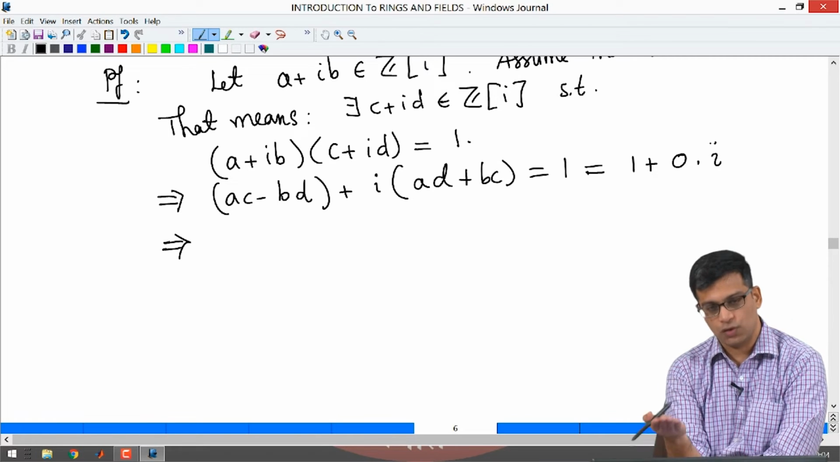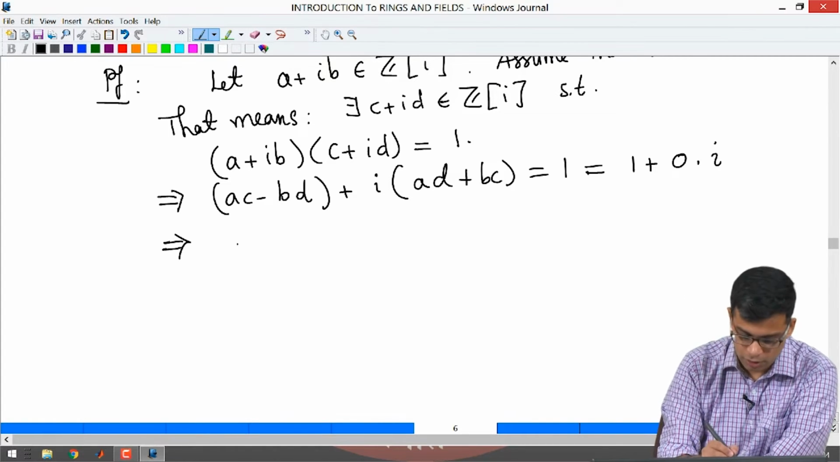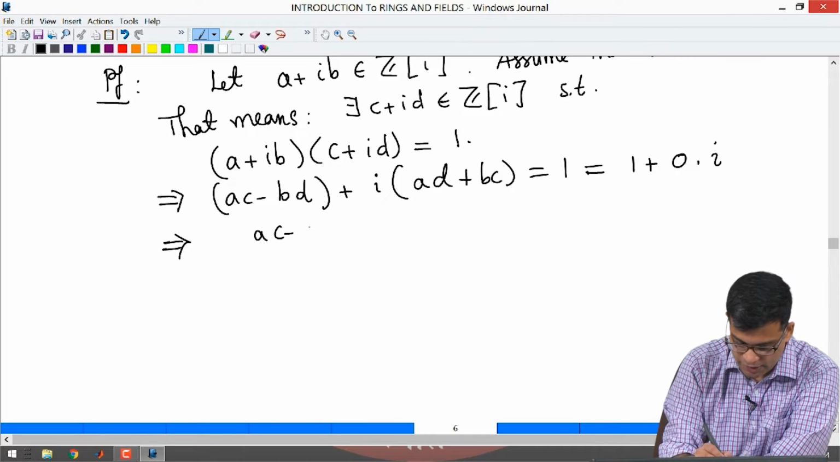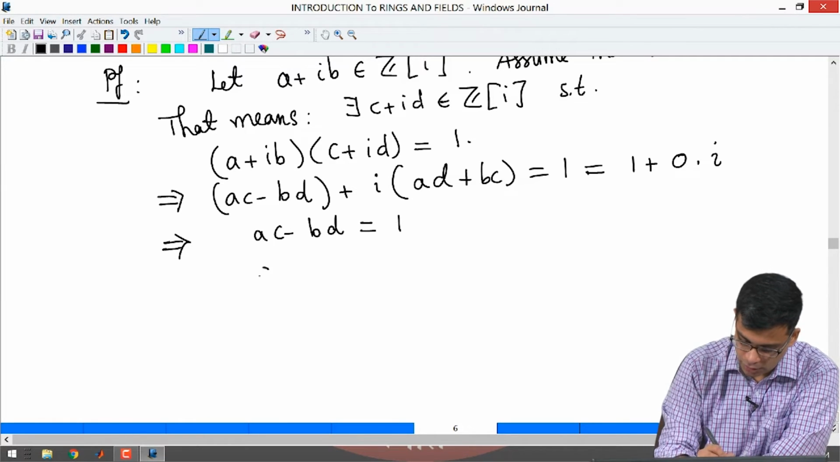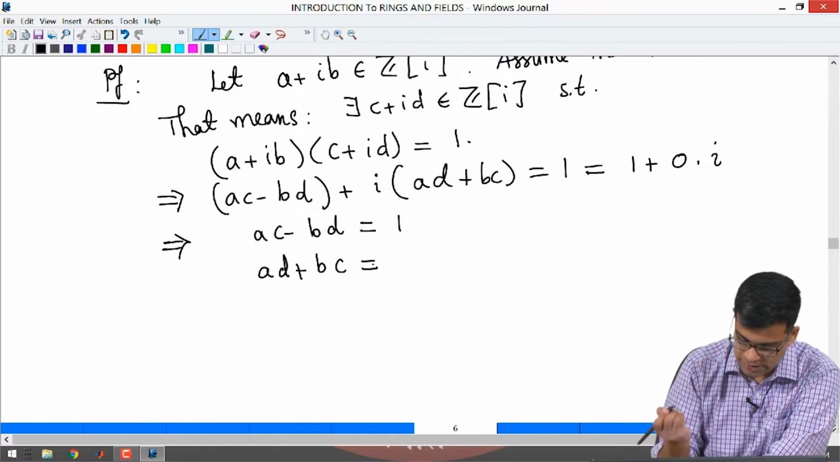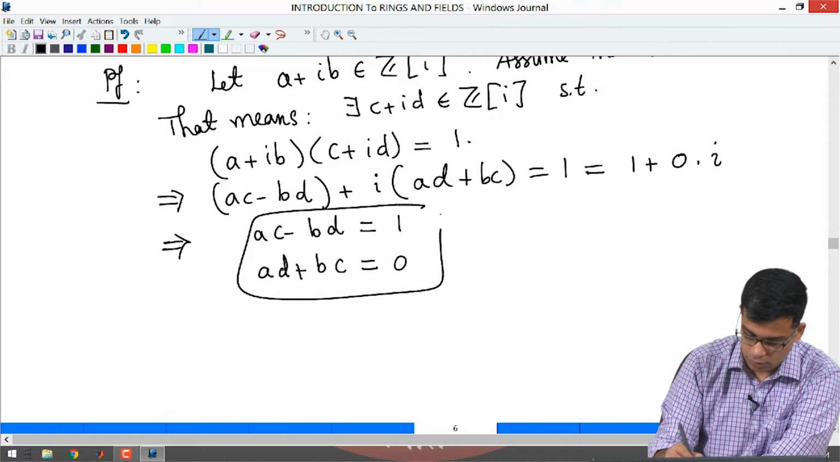1 is a real number. So, real part is 1, imaginary part is 0. Real part on the left hand side is AC minus BD. So, we get AC minus BD is 1. The imaginary part on the left hand side is AD plus BC, but the imaginary part on the right hand side is 0. So, we get this.